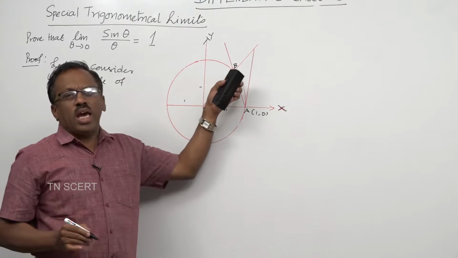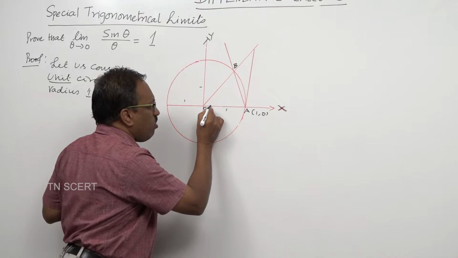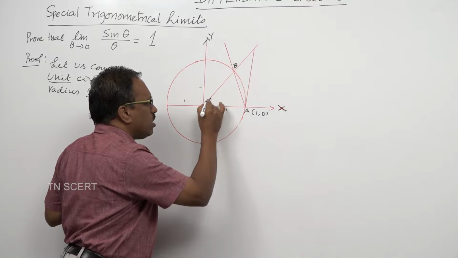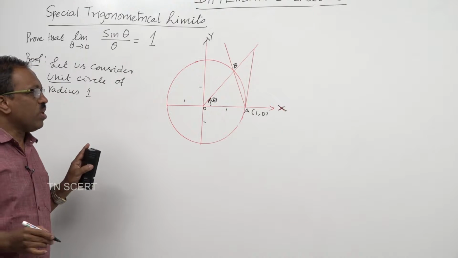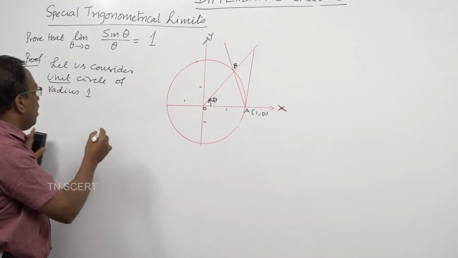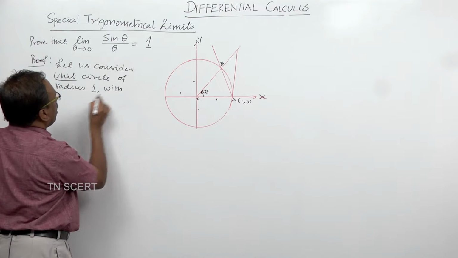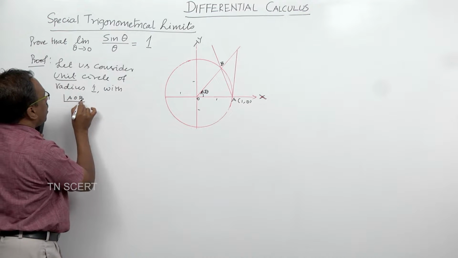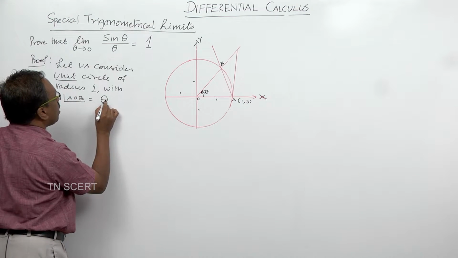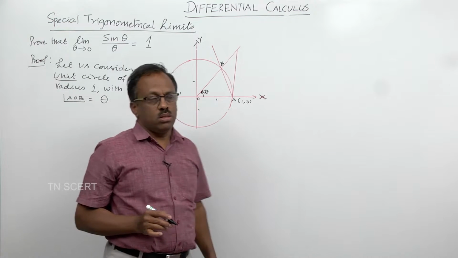How will you calculate the coordinate of B? Suppose I give this angle as theta here. This angle is theta. Angle AOB is nothing but theta radians. Here remember radians, theta radians.